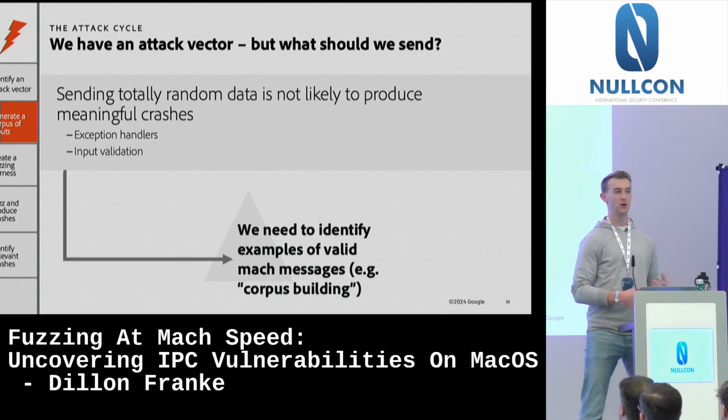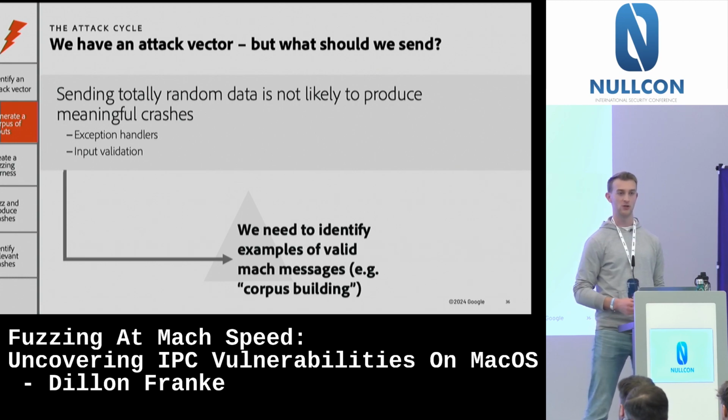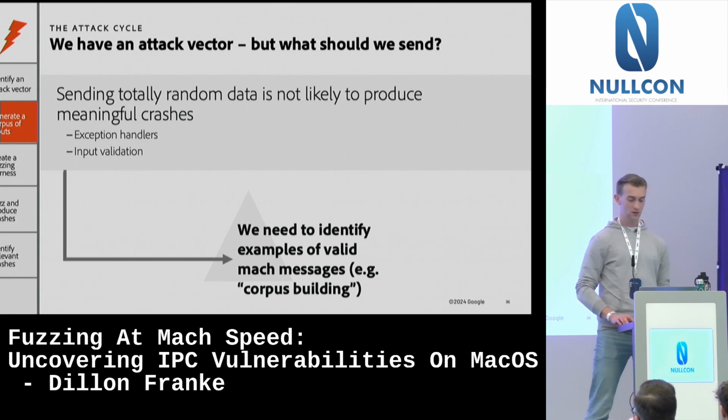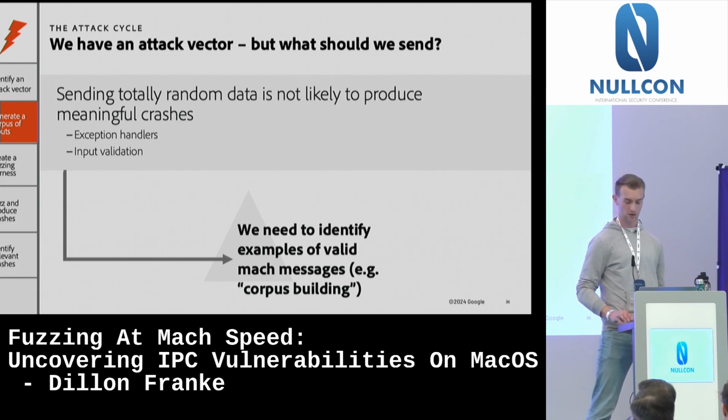And so there's a lot of code written in programs that will catch invalid inputs and will not actually allow us to get to meaningful sections of the code where we might find vulnerabilities. So we need to identify examples of valid messages so that we can send them. And this is a process known as corpus building. A corpus is just a collection of those inputs that are valid.